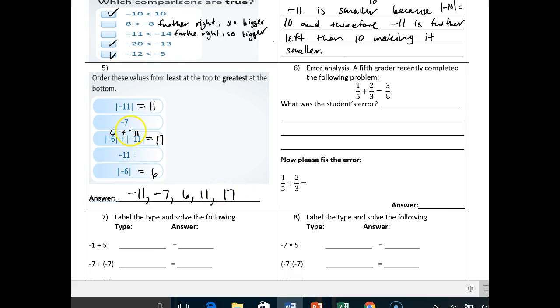Right? So again, if you got this problem wrong and I wrote down your paper, you need to write out those words, write out the problem just like I did, show the work which I did, and then write out your answer. All right? Error analysis.